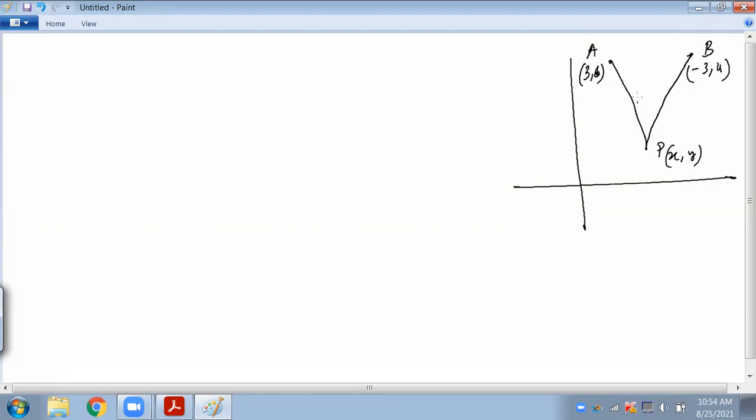Now the point P is equidistant from A and B. So that means we can take AP and BP equal, and we'll put the values and solve it and find an equation. And whatever the equation is, it will be the relation between x and y.